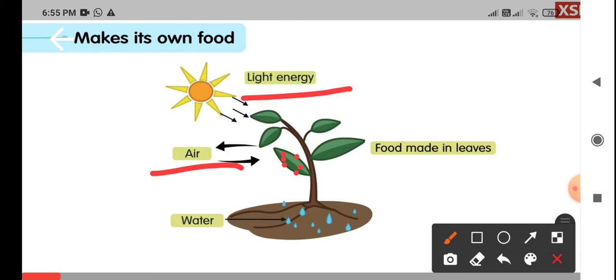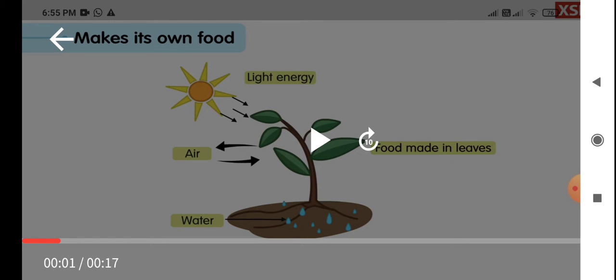Like us, we take air through our nose, and plants are taking air through small pores in their leaves, and they take water from their roots, and they are preparing food in the leaves. They are not only preparing food, they are also taking air, breathing air.